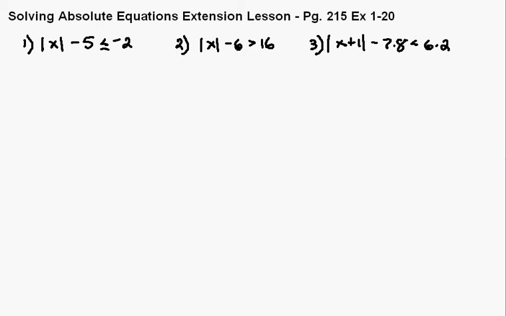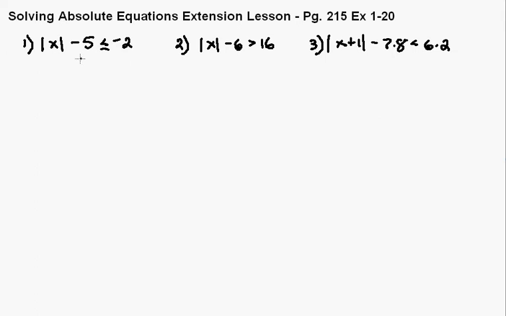Solving absolute value inequalities, extension lesson, page 215, exercises 1 through 20. Looking at the first problem, we have the inequality, the absolute value of x minus 5 less than or equal to negative 2. The goal is to isolate the absolute value and then turn it into two inequalities.